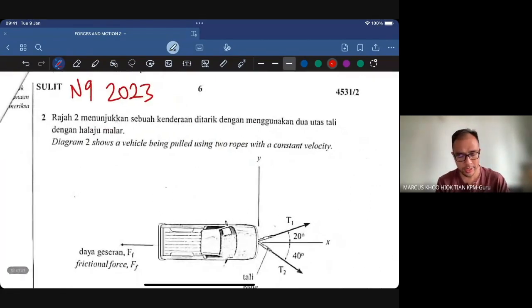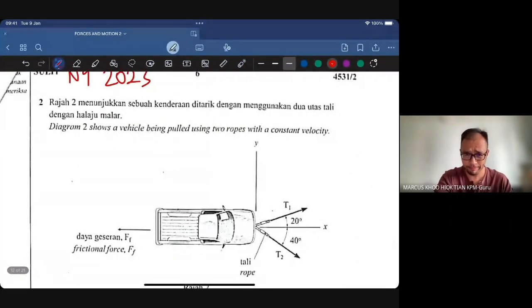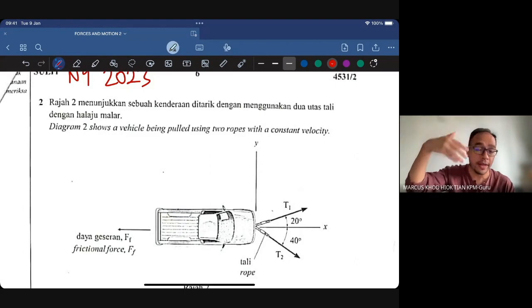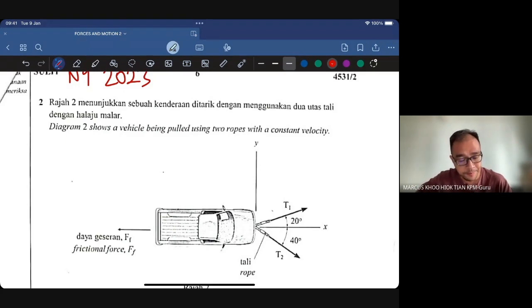All right, next question. Negeri Sembilan 2023, this is question number 2. Number 2 is usually a factual question, and some calculation is probably involved here, so just take note of this.